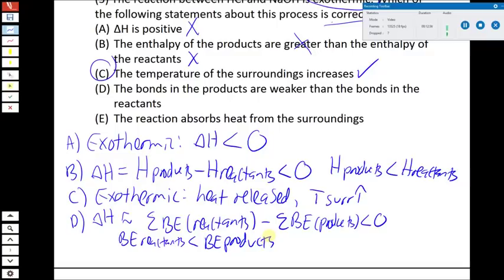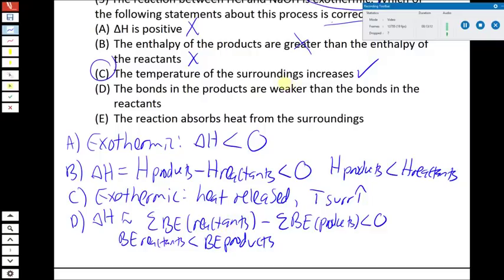Did I screw that up? Yes, I got that wrong. It's greater than reactants. Yeah, that's right. Okay, sorry. I wrote it opposite in my notes, so I was confusing myself. So the bond energy of the products would be greater than reactants for an exothermic reaction.